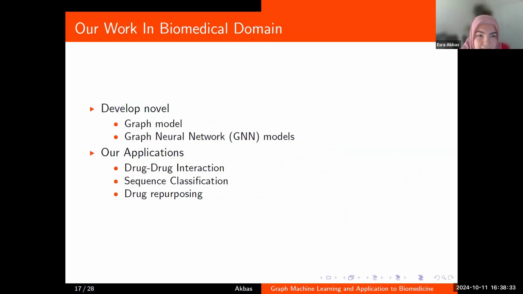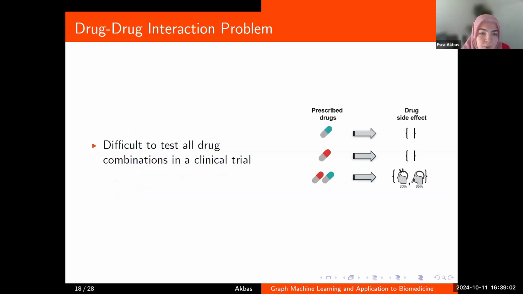In this domain, I develop novel graph models from the data. There are some relations, and we can also define different types of relations. For these different graph models, we define graph machine learning models and apply them to different drug problems. These are some of them: drug interaction, sequence classification, and drug repurposing. I will introduce the drug interaction problem.